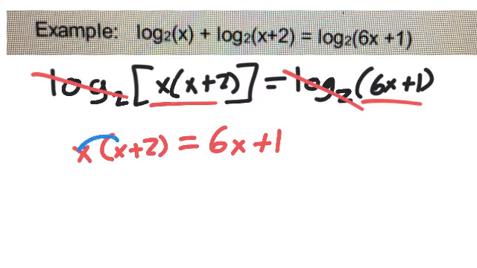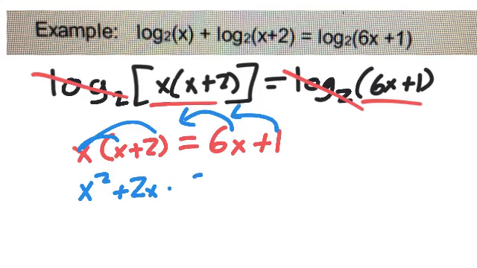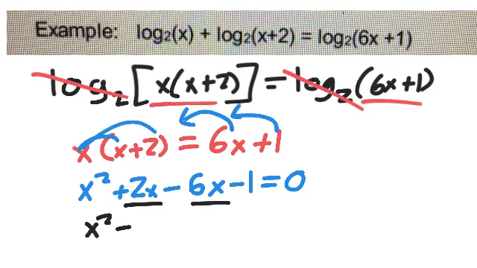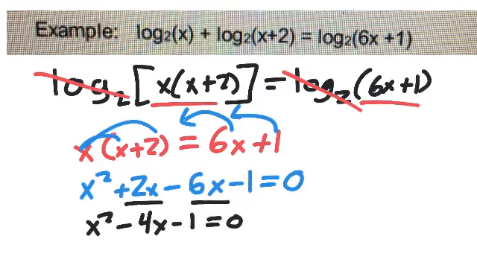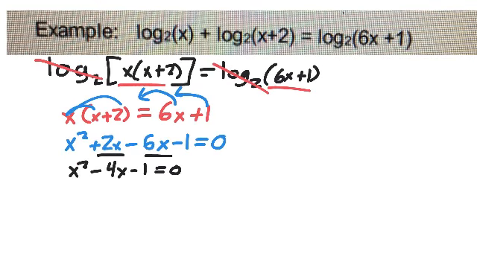Okay, so now I'm going to distribute here. That gives me x squared plus 2x. Then I'm going to move all of this to the other side, so it's going to give me minus 6x minus 1 equals 0. Combine those: x squared minus 4x minus 1 equals 0. Multiplies to be 1, added or subtracted is negative 4. That does not exist, so I'm going to use the quadratic formula.